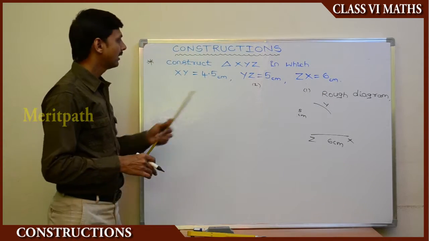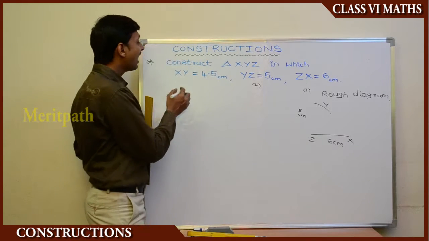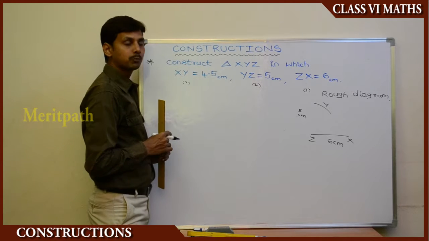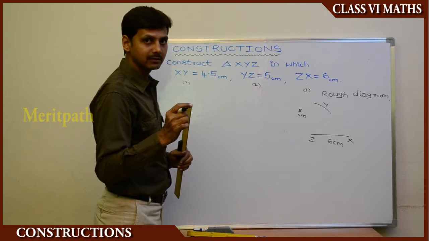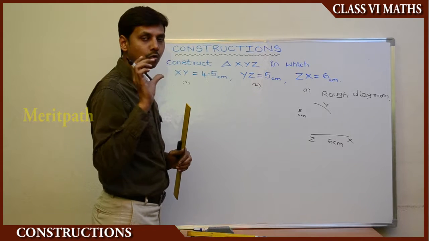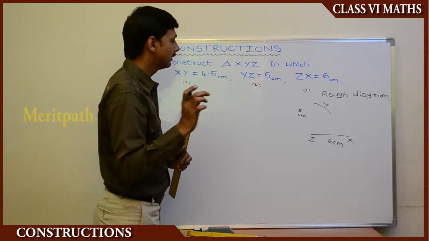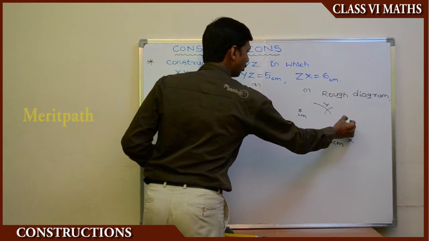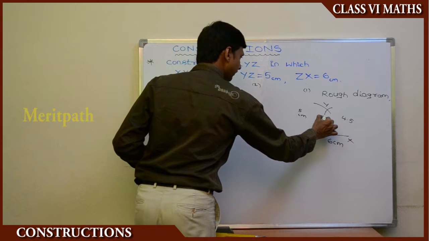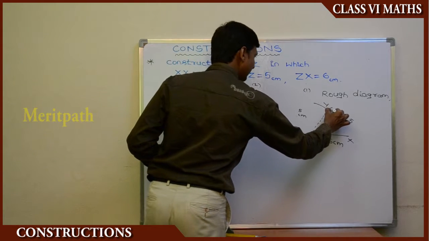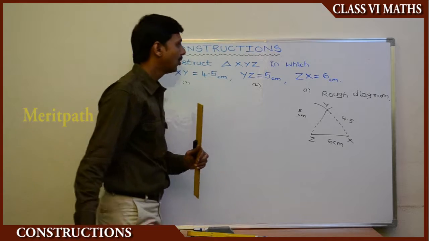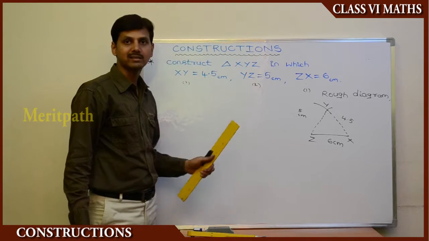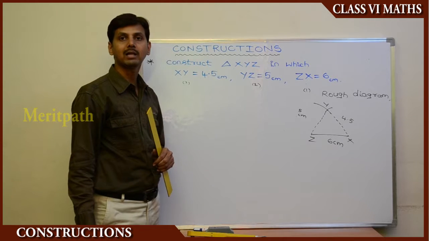So we made an arc. The last one is XY. So XY is 4.5 centimeters. With X, we need to take 4.5 centimeters on the compass. With the vertex X, we need to cut this arc. So it is 4.5 centimeters. Now we join these 2 points, YZ and YX. So YZ and YX are 2 sides, and this is the triangle XYZ. XYZ is the required triangle.